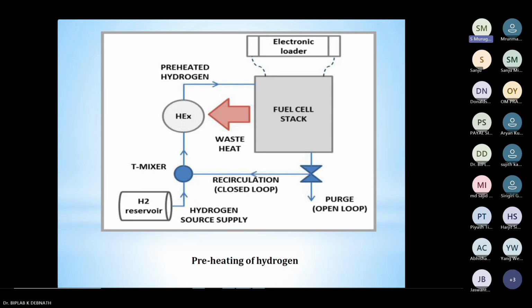So here the fuel cell stack is shown at the center. Waste heat is coming out from the fuel cell stack, that is given to a heat exchanger, and at the bottom left-hand side you can see the H2 reservoir. That means the hydrogen reservoir where hydrogen is stored. From there hydrogen is supplied, that goes to the heat exchanger. There it is preheated by availing heat from the waste heat stream in a heat exchanger. Then preheated hydrogen is supplied to the fuel cell.